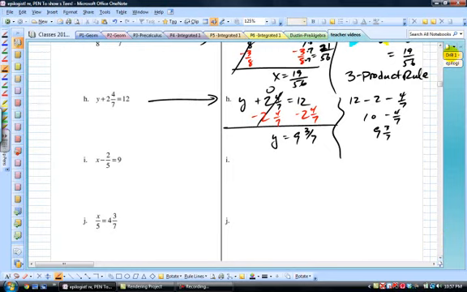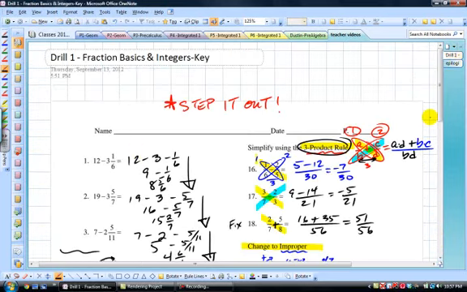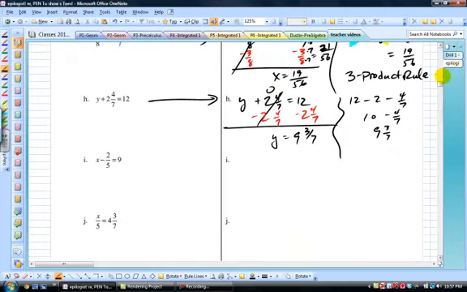That technique I just talked about was on your drill sheets. It's problems 1, 2, and 3. Okay, next one. Pause the video and give it a shot.